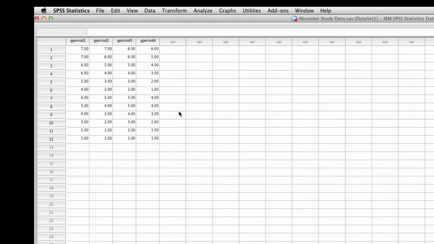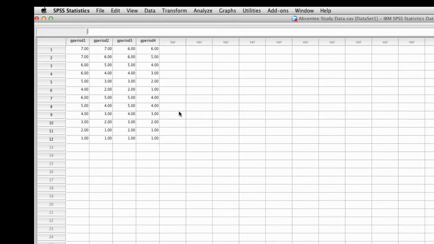So we have 4 grading periods, and we have absentee, the number of days absent for 12 students across these grading periods. The idea here is we want to see if, because students were allowed to attend an alternative school that has a more flexible learning environment, their mean days absent will decrease over the 4 grading periods.